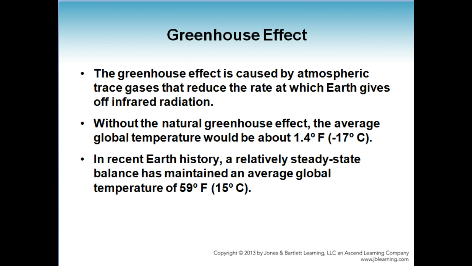The greenhouse effect is caused by atmospheric trace gases that reduce the rate at which the Earth gives off infrared radiation. Without the natural greenhouse effect, the average global temperature would be somewhere around 1.4 degrees Fahrenheit or -17 Celsius. In recent Earth history, a relatively steady-state balance has maintained the average global temperature of about 59 degrees Fahrenheit or 15 degrees Celsius, which has allowed life to flourish on the planet in multiple locations.